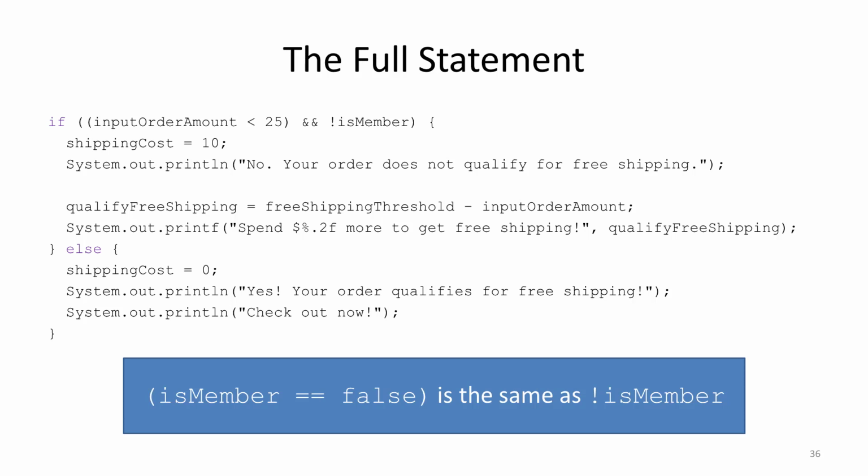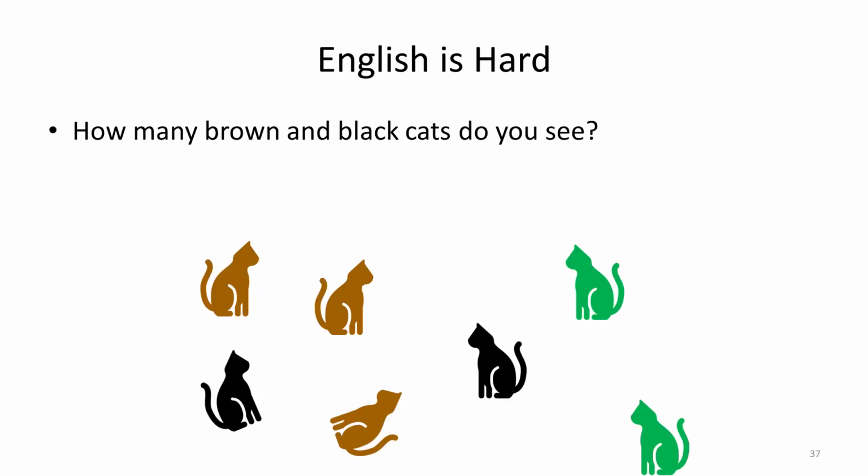It will just flip the Boolean value. True becomes false and false becomes true. So for an and, both operands need to be true in order for the result of an and to be true. If either operand or both operands are false, then the entire condition is false. So let's take a look at this example, which I call English is hard.